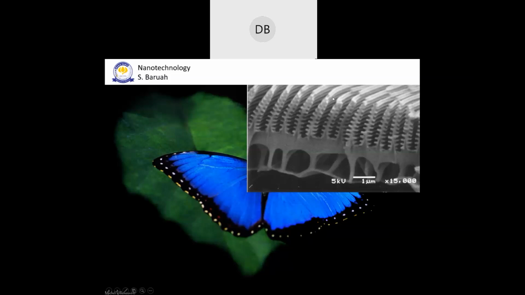Exactly similar phenomenon happens here. These are what we call diffraction gratings. Okay, when we have repeated structures, one following the other at almost similar distances, spacings, then we call that a grating, right?